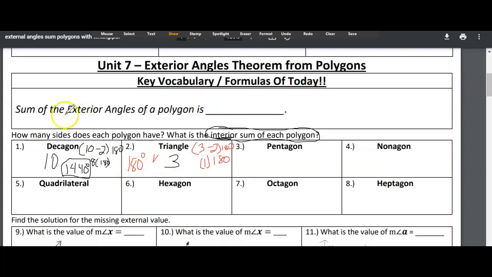Okay, now we're going to talk about the exterior angles, the outside angles. This is a lot easier than interior angles because the outside angles of any polygon always add up to the same thing. It's 360 degrees. You don't have to count the number of sides. You don't have to do any work. They're always 360 degrees, always. So you could put "always" on here. It is always 360 degrees, all of the time.